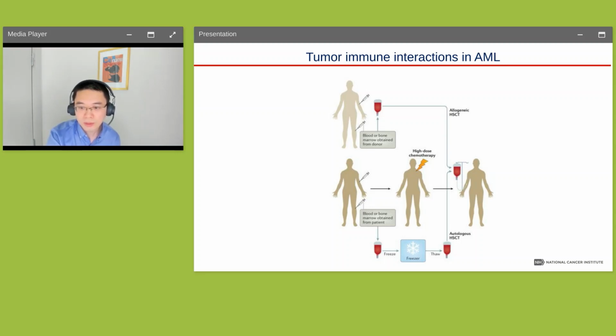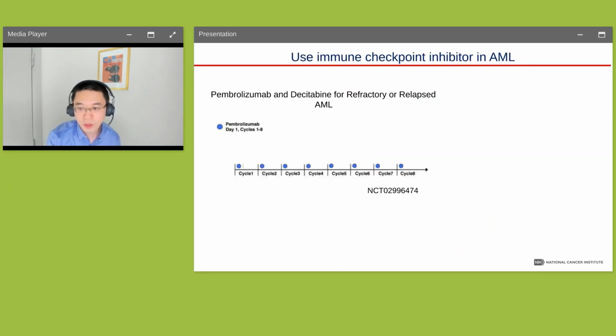So based on this knowledge, these findings, Dr. Chris Horrigan from NHLBI, NIH, developed this clinical protocol to treat AML patients with pembrolizumab, which is the immune checkpoint inhibitor targeting the PD-1 receptor, and the hypomethylating agent decitabine, which is the traditional AML treatment reagent for refractory or relapsed AML.